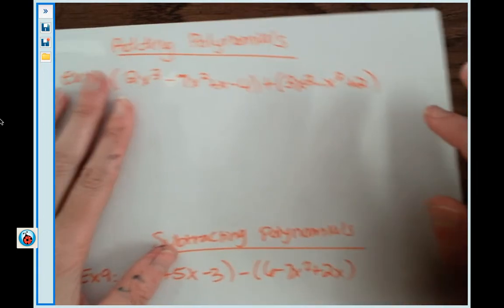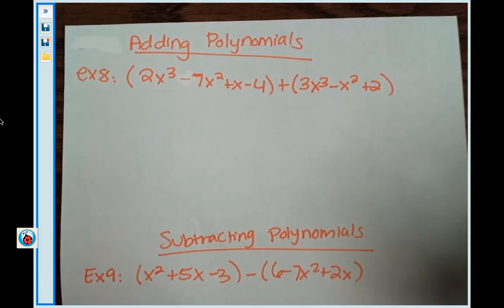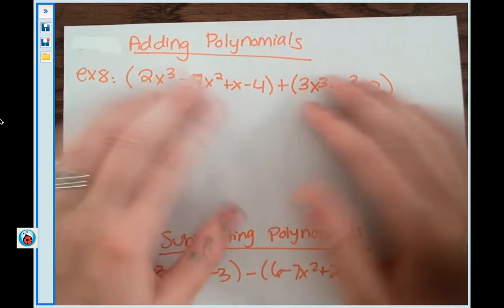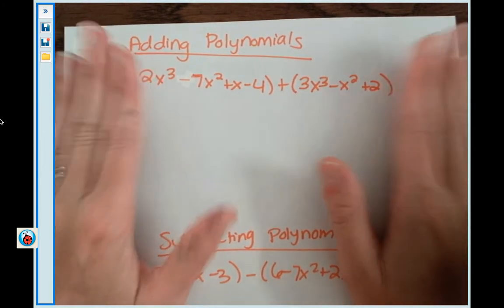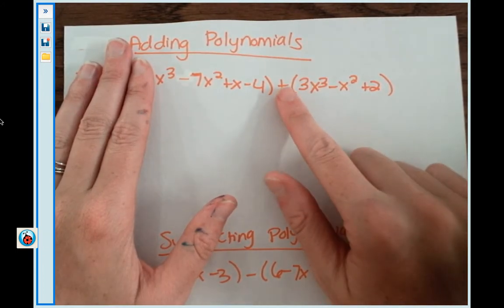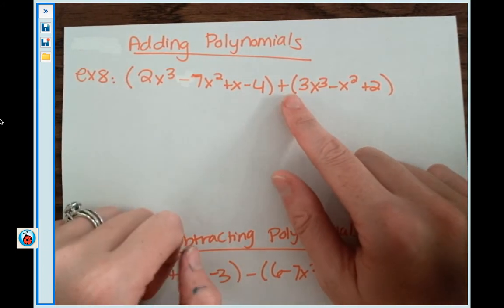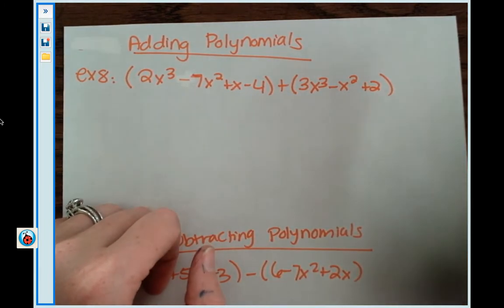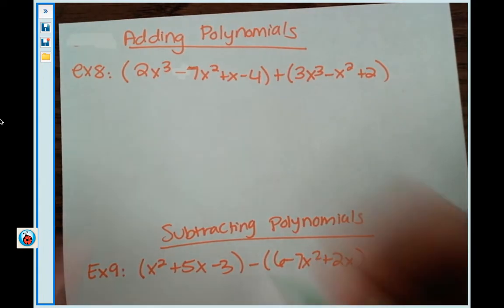So let's start with adding polynomials. When you add polynomials, when we start, you can drop all of the parentheses. You do not need parentheses when we add two things together because the order does not matter when you add things. So I'm going to rewrite the statement without my parentheses. That will be our first step.